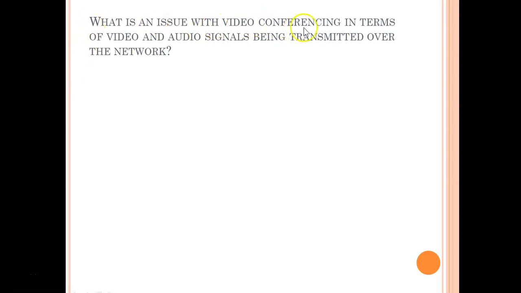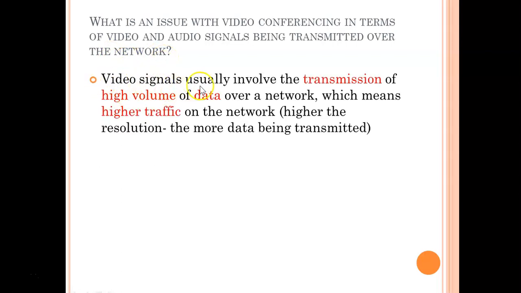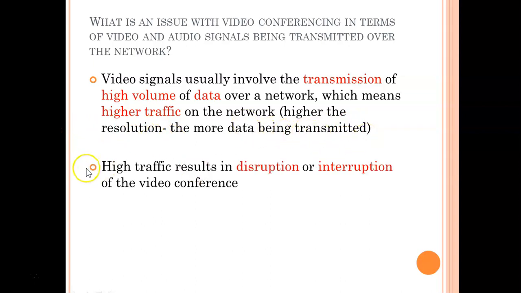So what is an issue with video conferencing in terms of video and audio signals being transmitted over the network? Video signals usually involve the transmission of a high volume of data over a network, and this means that there's higher traffic on the network. Especially in a video conference, if the resolution of your video is very high, that means more data has to be transmitted over the network. So the higher the resolution, the more data being transmitted. High traffic results in disruption or interruption of the video conference.